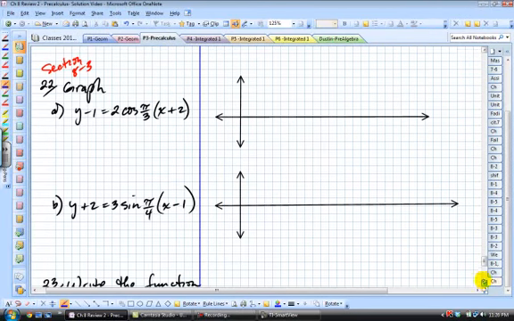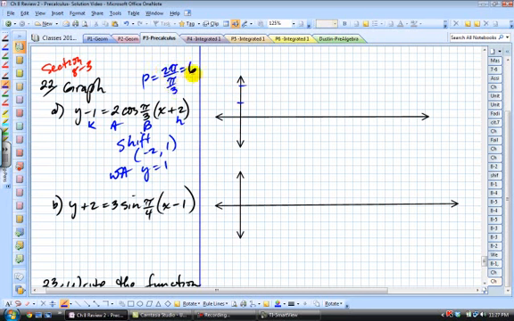Alright, next one, 22. Do a little translating here. On this one, A, B, H, K. So amplitude is 2. Shift for cosine is negative 2. Shift is negative 2 comma 1. Wave axis is 1. B is pi thirds, so P is equal to 2 pi divided by pi thirds, and that's 6, period 6.